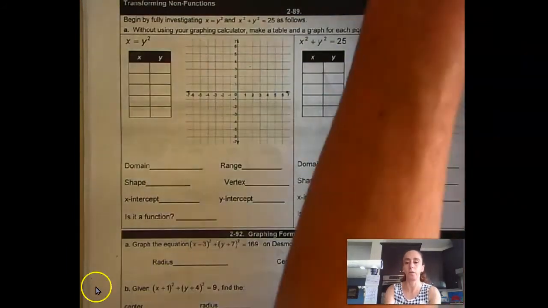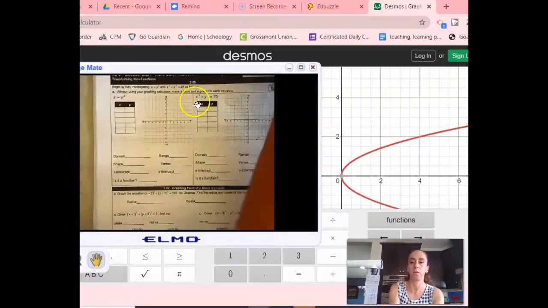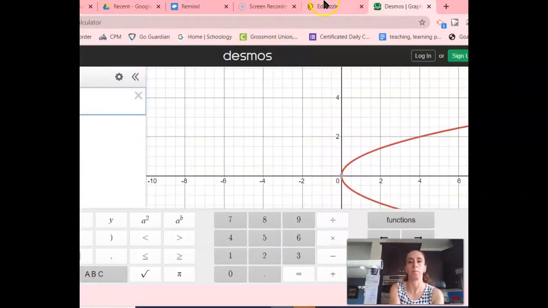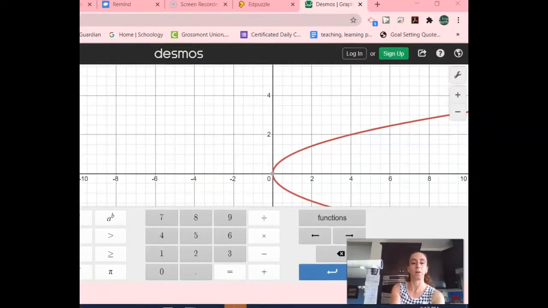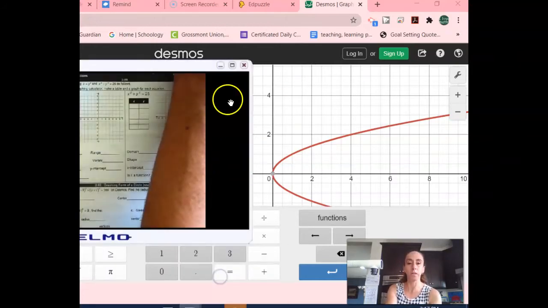So what do I do? I can go over to Desmos. Let me minimize that. Move Desmos over, and you can see. So I inputted x equals y squared. And if you look, it's a parabola that's going sideways. So instead of it going up like y equals x squared, it's x equals y squared. So it was sideways. Okay, so we kind of know what it's going to look like now.